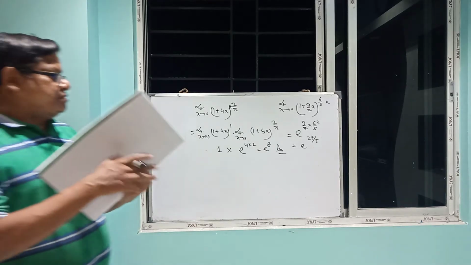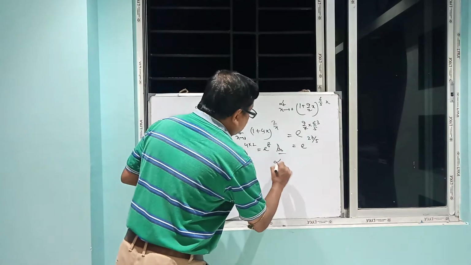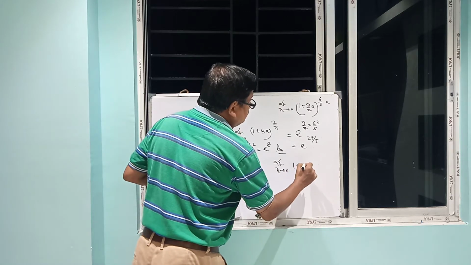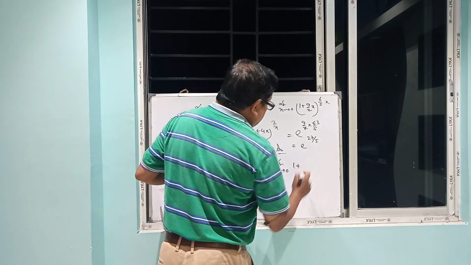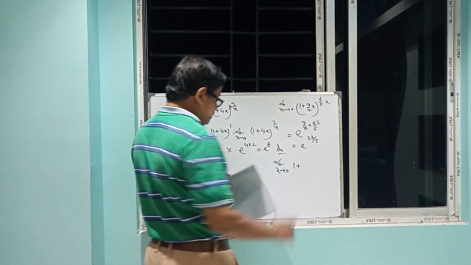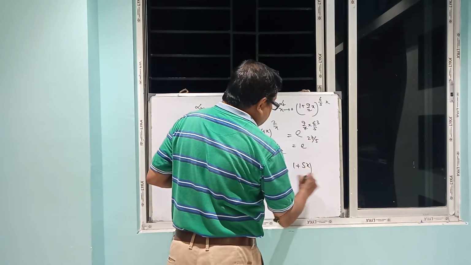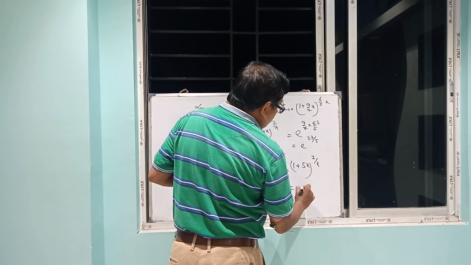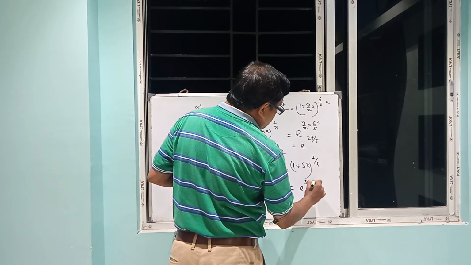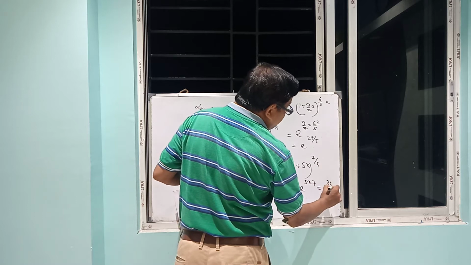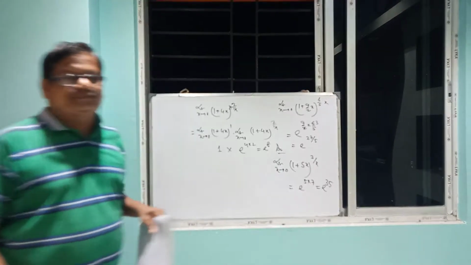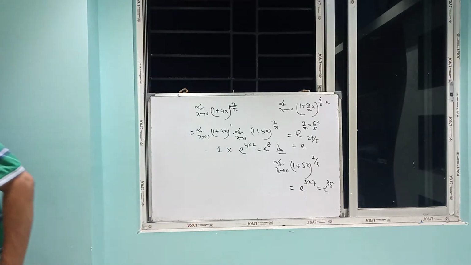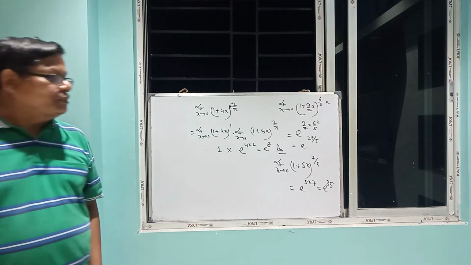Various type of sums. Suppose limit x tends to 0, 1 plus 5x to the power 7 by x. So e to the power 5 into 7, that is e to the power 35. This is the answer. Okay? Remember all of you.